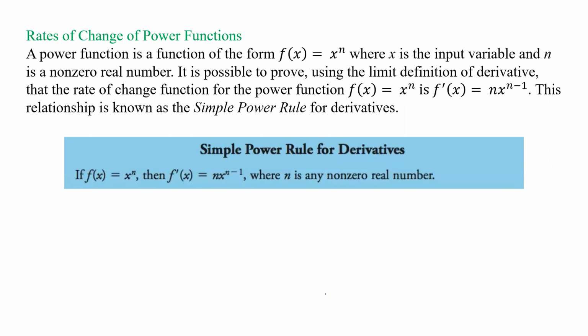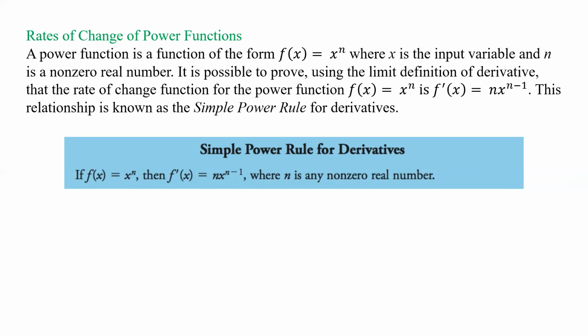What about rates of change for power functions? Well, if you remember, power functions are functions in the form f of x equals x to the n, where x is our input variable, hence the x, and n is some non-zero real number. So we're raising it to a power. It could be positive, it could be negative, it could be several things. Whatever it is, it's possible to prove using our limit definition of derivative that if you have f of x equals x to the n, then the derivative of that is n times x to the n minus 1.